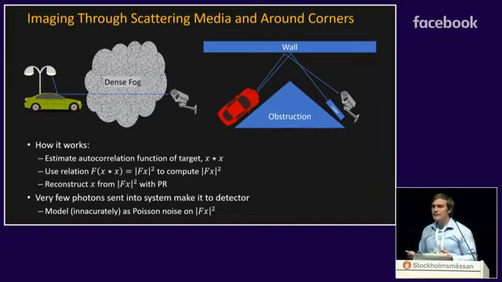Now, in both these applications, you can imagine that the vast majority of the photons that you send into the signal, either using the street lamp or the laser, aren't going to make it back to the camera. And so you're left with a large amount of shot noise, which we're going to model slightly inaccurately as Poisson noise on the Fourier coefficients squared.